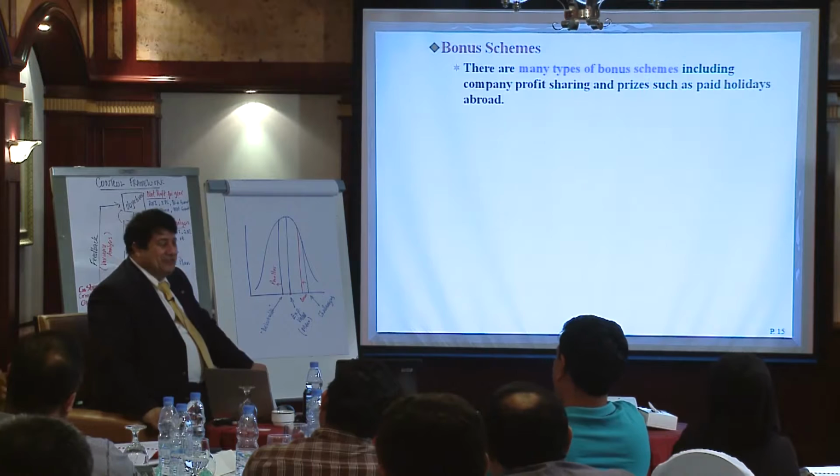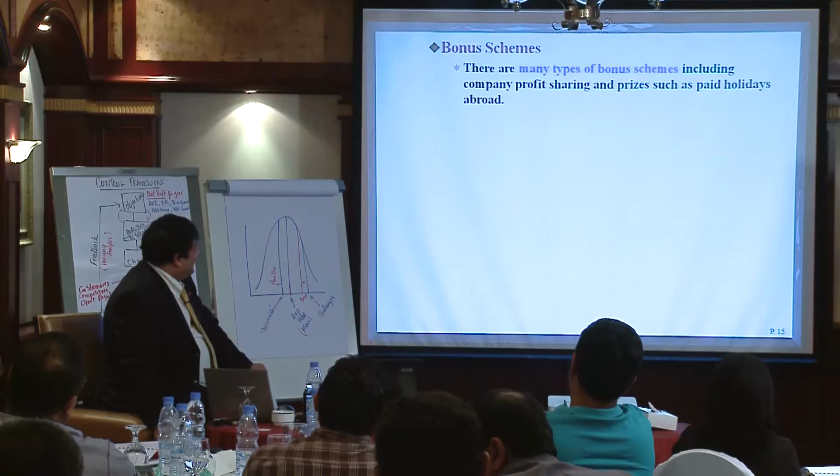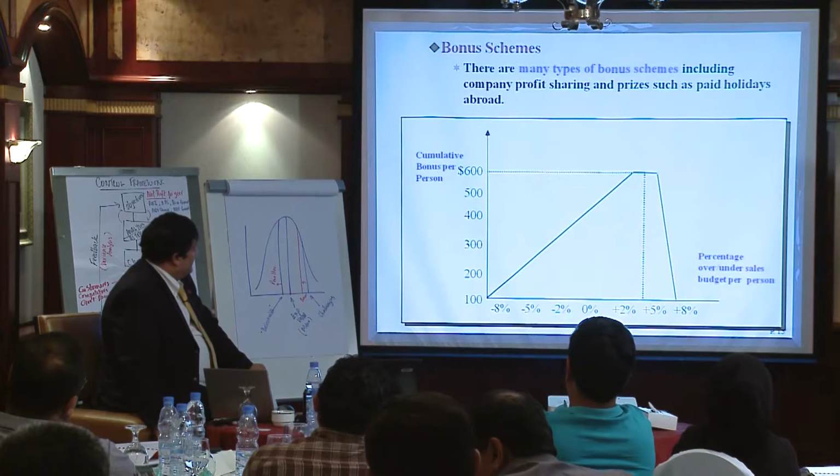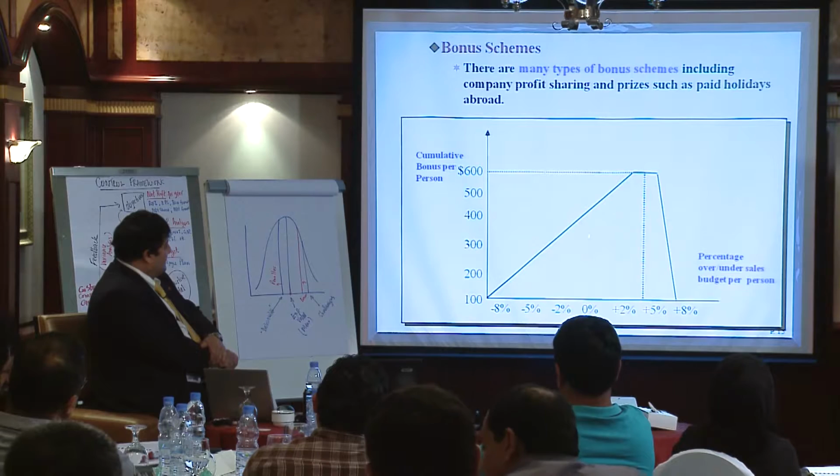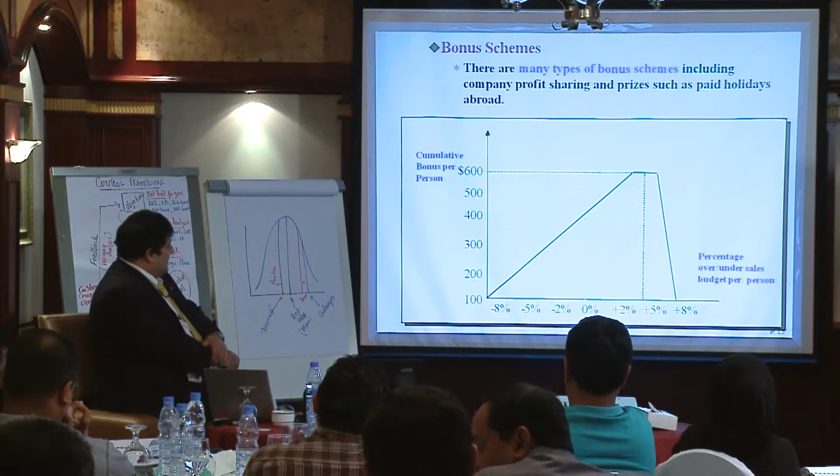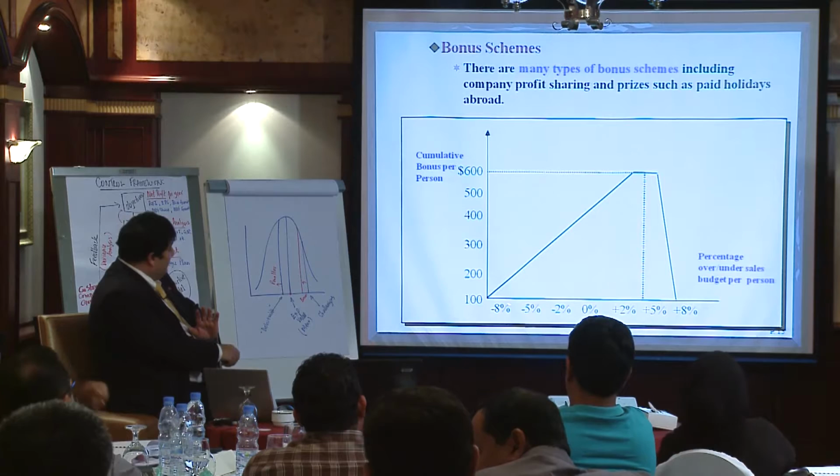Now, there are many types of bonus schemes, including company profit sharing and prizes such as paid holidays abroad. Here's an interesting one. Have a look at this. The budget is this level here. But these people are getting a bonus. This can be even for a commission, the same thing. Even if you don't meet the budget by minus 8%, you're getting your commission.